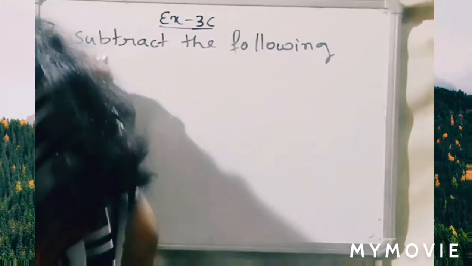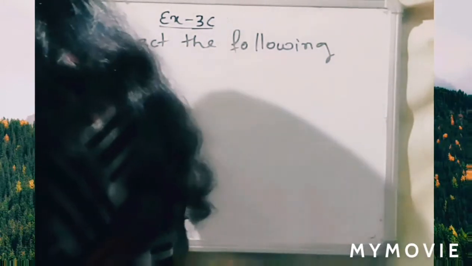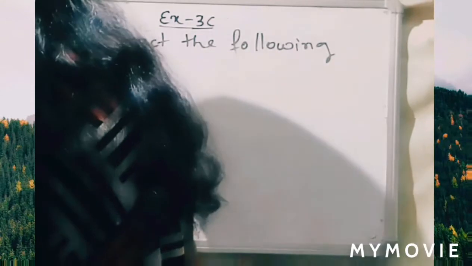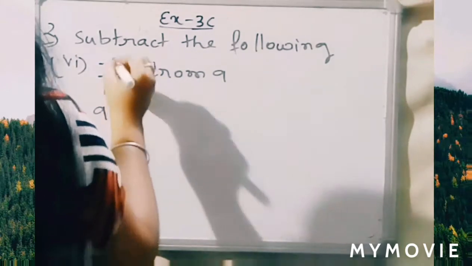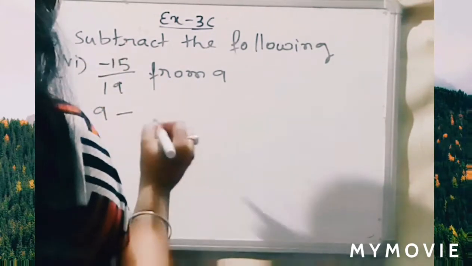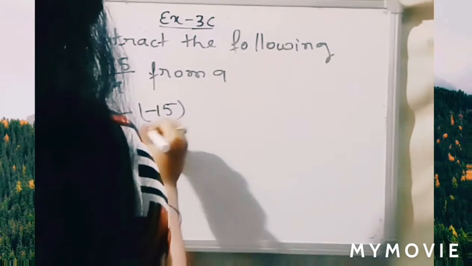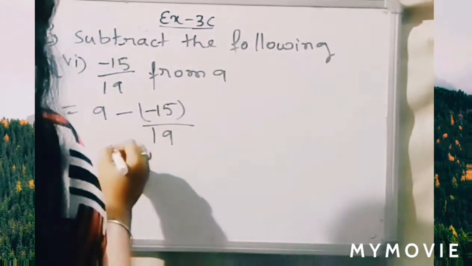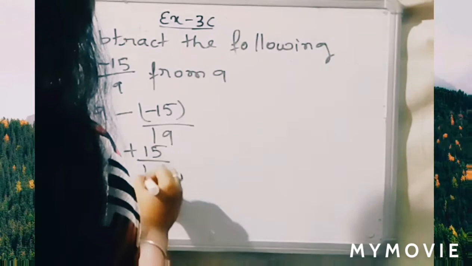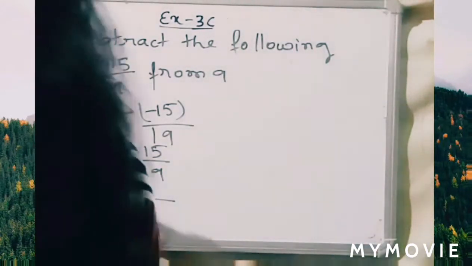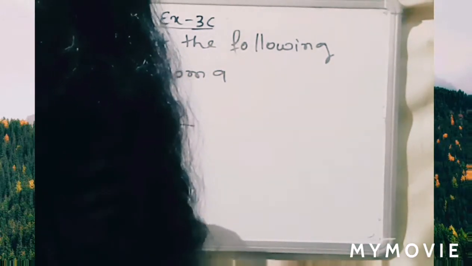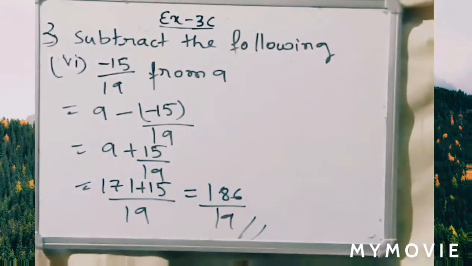Question number 6. Minus 15 by 19 from 9. Now this 9 will come first. 9 minus, subtract means you have to write minus. Here it will be minus of minus 15 by 19. Now minus minus will be plus 15 by 19. So your LCM will be 19. 19 nines are 171, plus 15, it will become 186 by 19. This is your answer. Take the screenshot. The rest of the questions are homework for you.